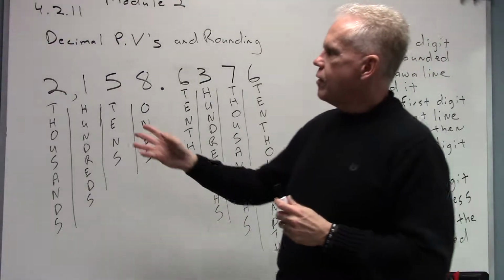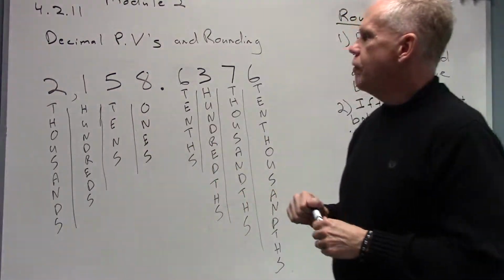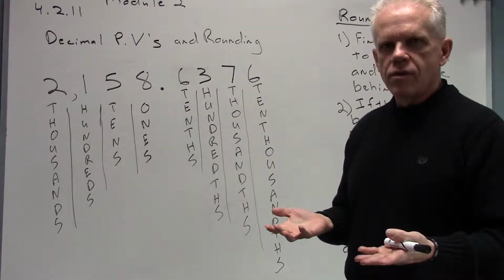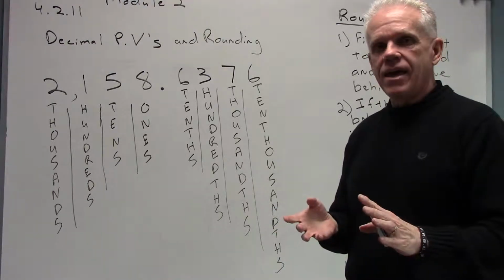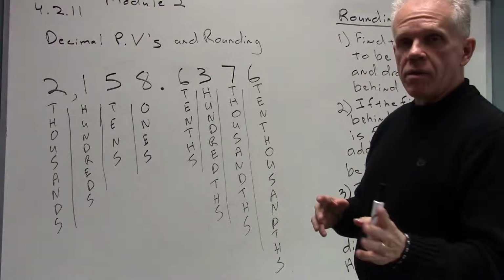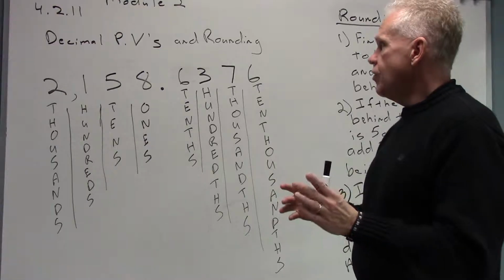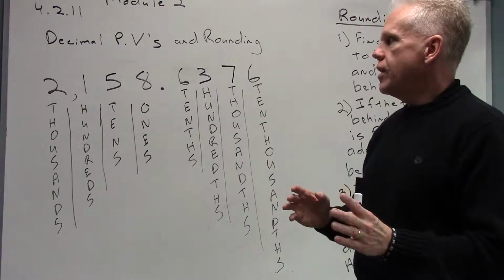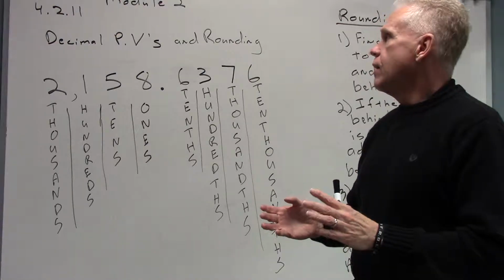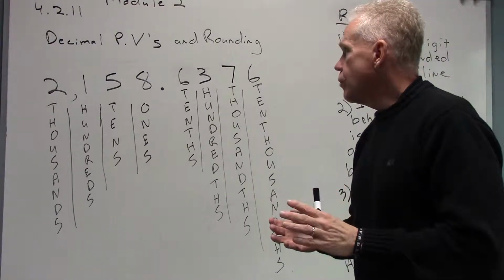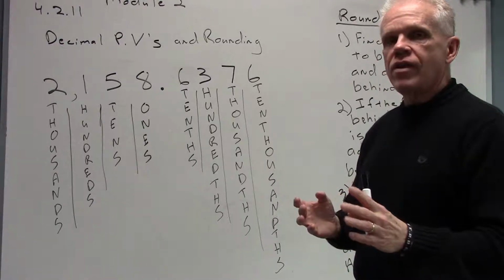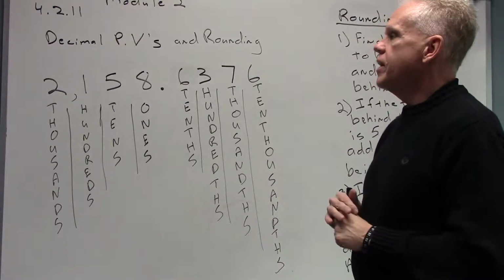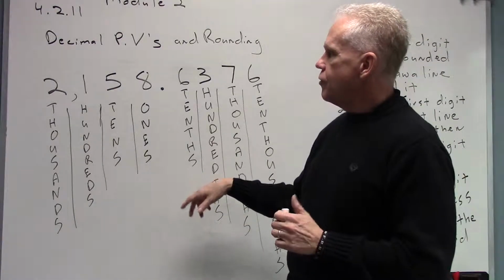And so what we have here is the number 2,158 point 6376, or we could say 2,158 and 6,376 ten-thousandths. That's the way we would read that number. Notice the place values we have marked here.